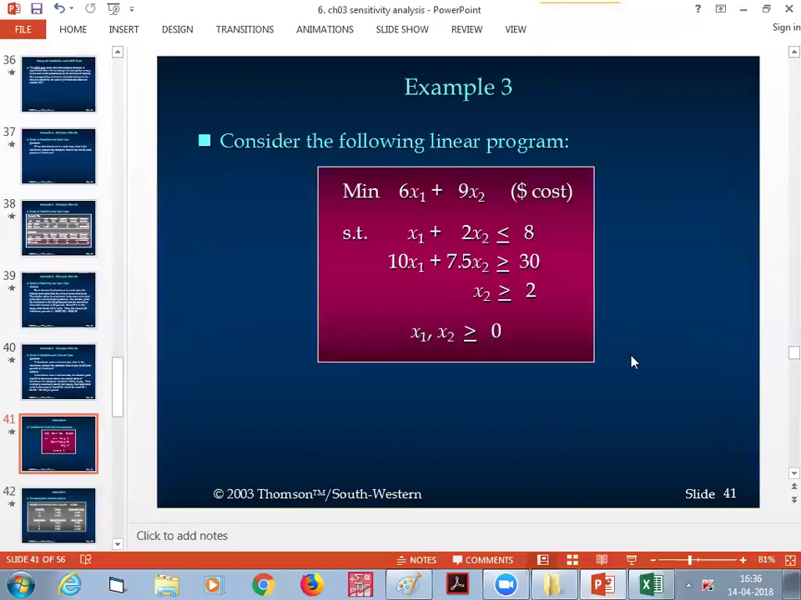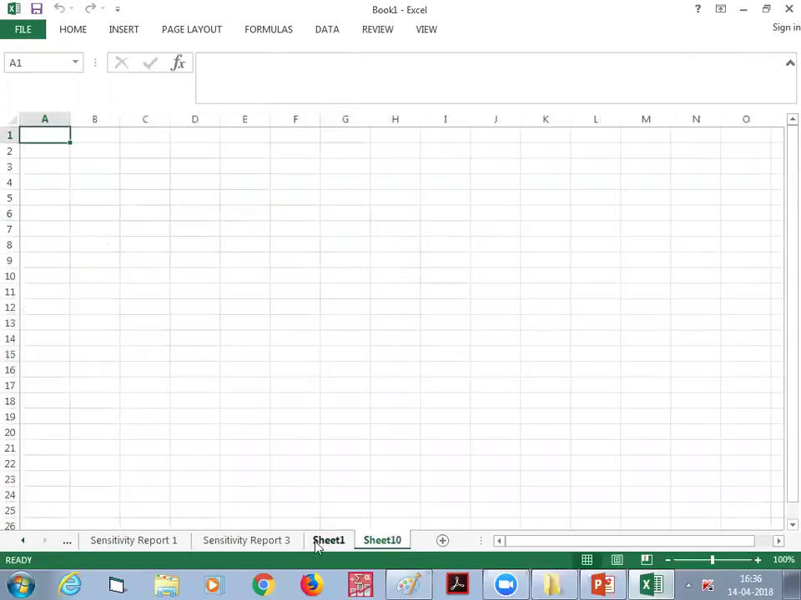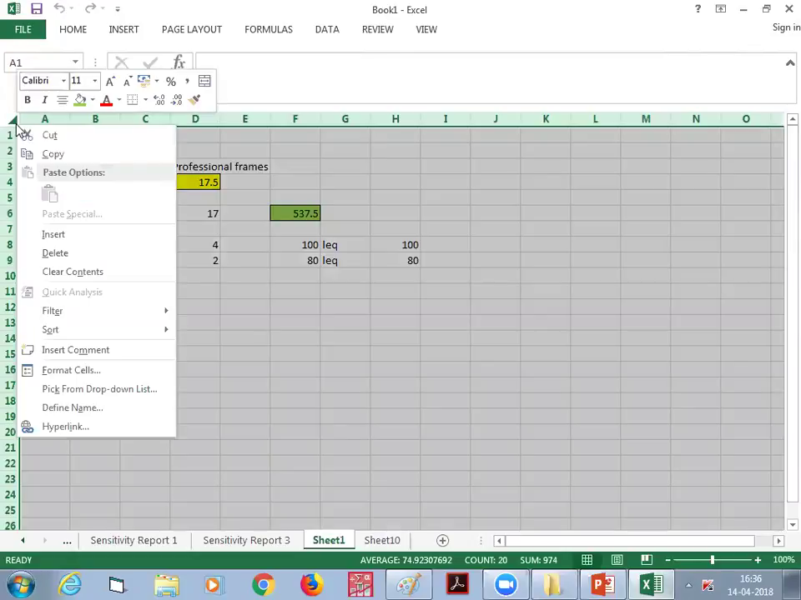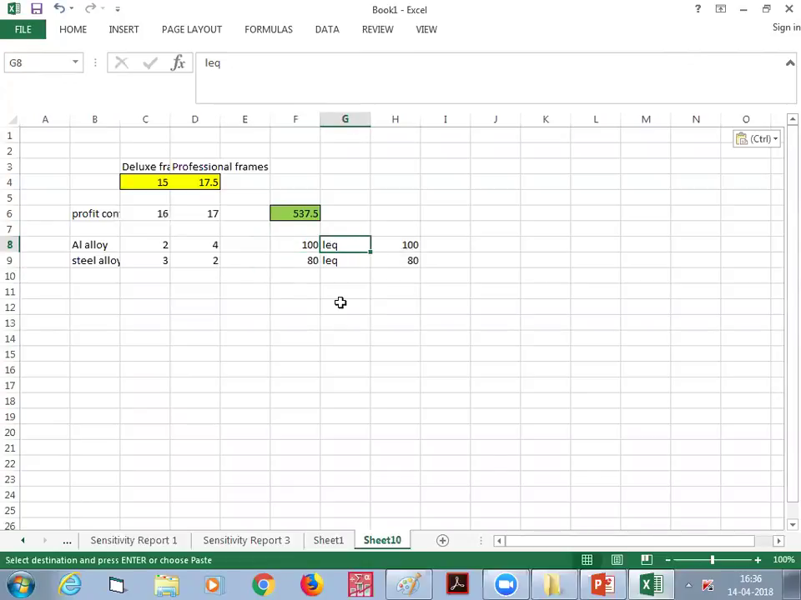Okay, so now the minimization problem. This is where shadow prices are different from these things. Okay, so let's create another page for this. Since most of the things are similar, I'll just copy this here. This time, the mixed constraints. So minimize, this is cost, the cost function. What are the costs? $6 and $9.